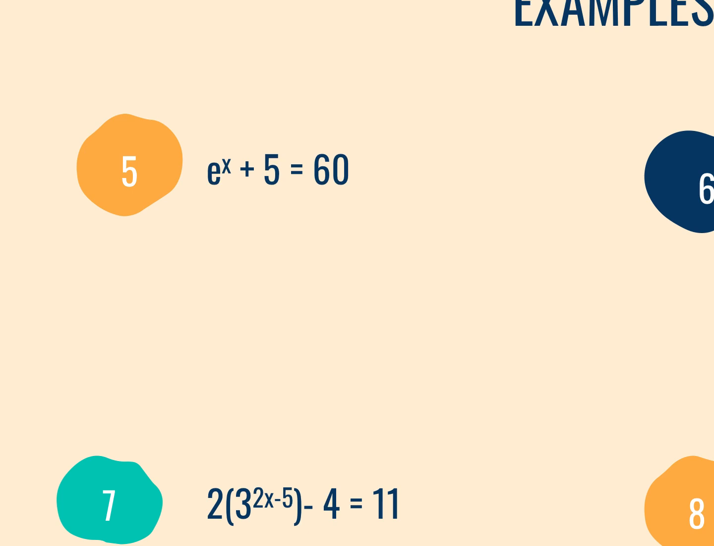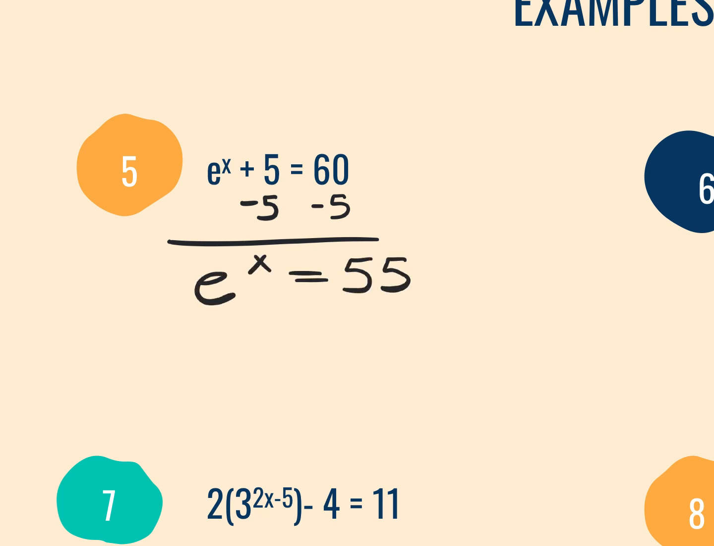So for number 5, I'm going to go ahead and isolate e to the x first. I'm going to get this into exponential form. So I'm going to subtract 5 from both sides. And now I have e to the x equals 55. So now at this point, I can't solve this. I can't change 55 to a base e, so I'm going to change it into log form.